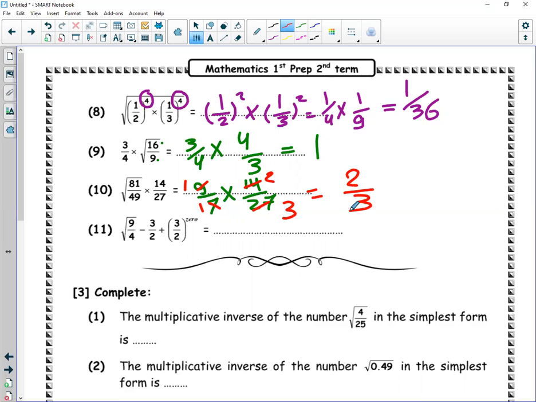Number 11, root of 9 over 4, it will be equal 3 over 2, minus 3 over 2 plus any number power 0 equals 1. So the answer of this question will be equal 1.